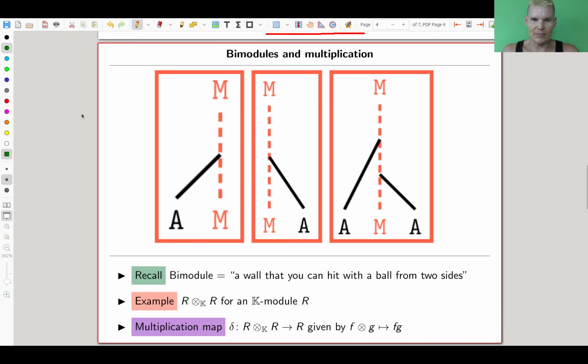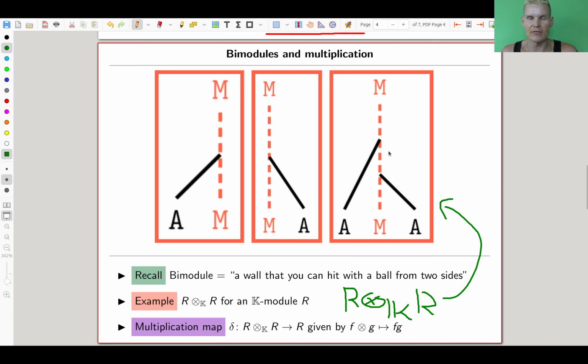And a standard example of a bimodule is something like a tensor product, R tensor over something. Well, let's make it over the ground field. So R, and this funny symbol is really just this picture here, where you can throw an R ball from the right, you throw an R ball from the left, but something passes through, and these are exactly the scalars. So whatever you write on the tensor product is what can pass from left to right.